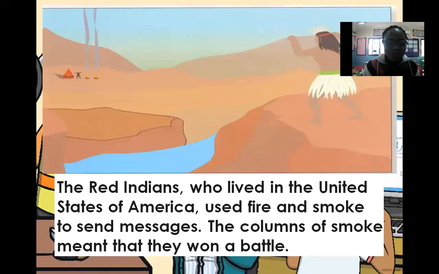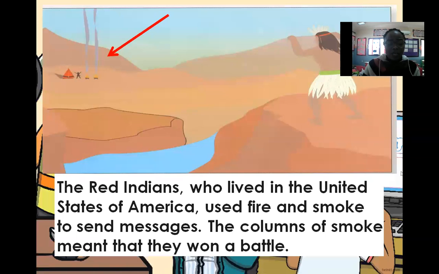Okay, so I want you all to take a close look at these two columns here. This is smoke. It is called a signal. Now, the Red Indians who lived in the United States of America used fire and smoke to send messages. It's also a way of communication.